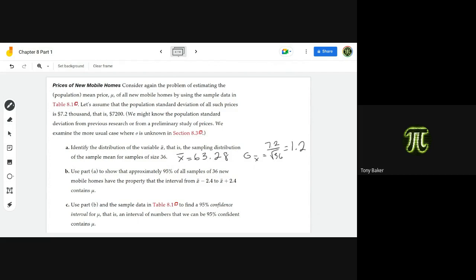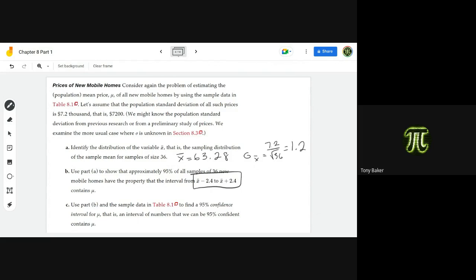So 95%, if we're looking at the empirical rule, was 2 standard deviations, right? Which we just found the exact one was 1.96, right? But that's still pretty close to the 2 standard deviations. So that's why they did the plus or minus 2.4, because it's 2 times the standard deviation, which was 1.2.